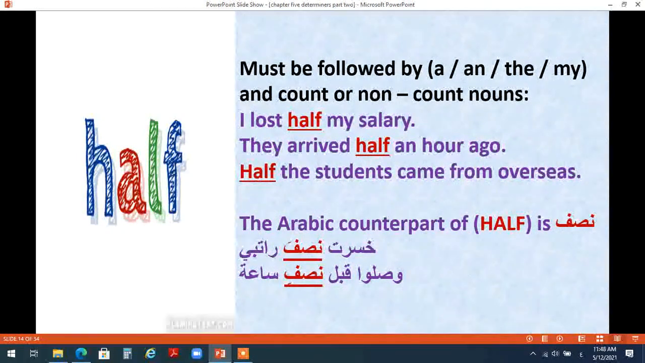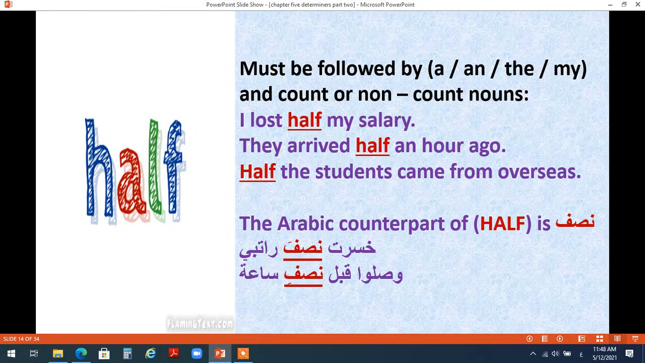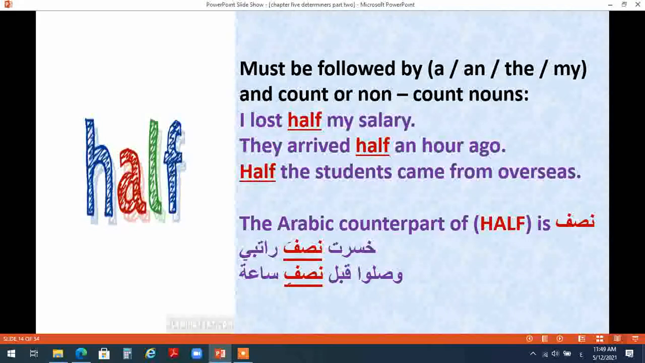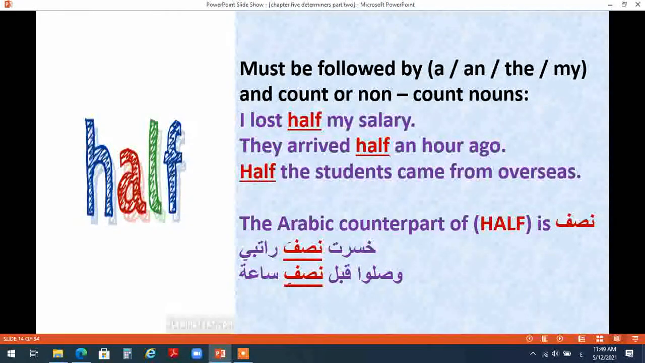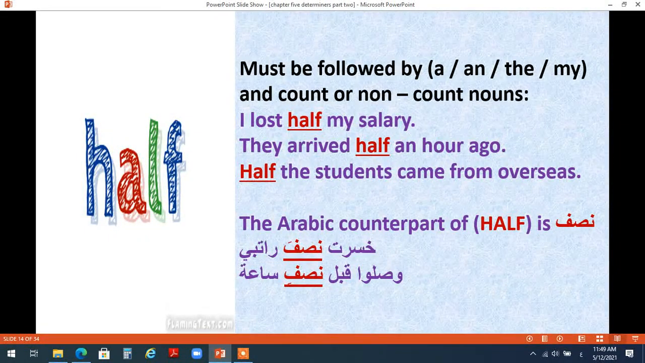The Arabic counterpart of half is كلمة نصف. إذا نترجم half إلى نصف. خسرت نصف راتبي. هنا نصف أصبحت منصوبة لأن موقعها في محل نصب مفعول به. وصلوا قبل نصف ساعة. هنا نصف أصبحت مجرورة بحسب موقعها في الجملة. إذا كلمة نصف أيضا it is inflected for case، أي أنه حركتها الإعرابية تعتمد على موقعها في الجملة.